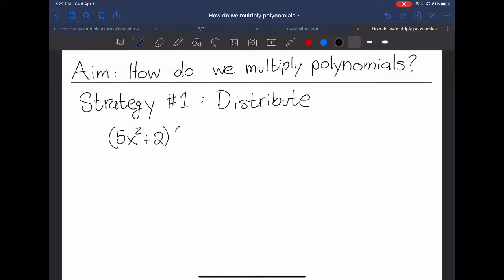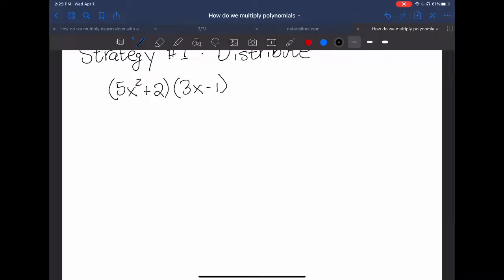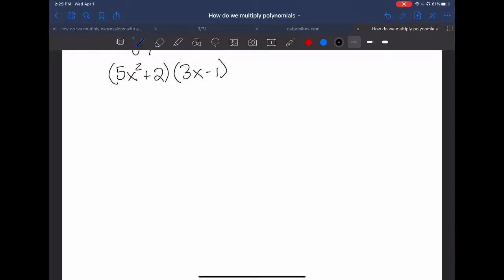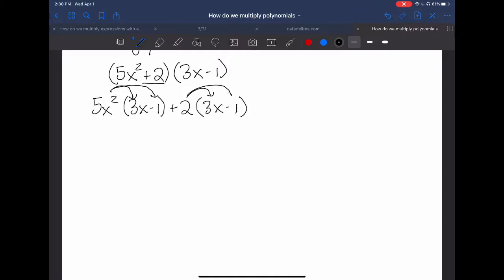5x squared plus 2 times 3x minus 1, I can try and distribute these using the same method that we used when we were multiplying two factors. So I will take 5x squared, multiply that by 3x minus 1, then I'll add 2, because I have a plus 2 here, and multiply that by 3x minus 1 as well. So we're doing double distribution. I'm going to distribute this 5x squared, and then I'll distribute the positive 2.